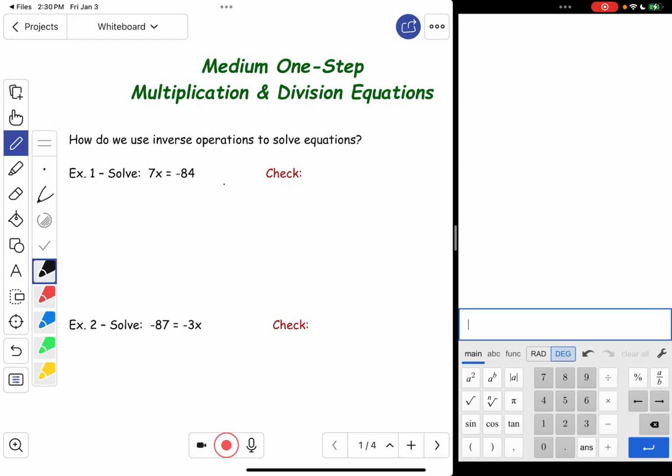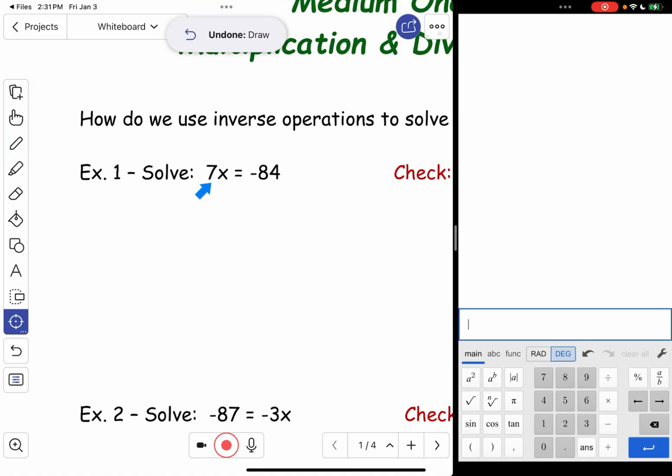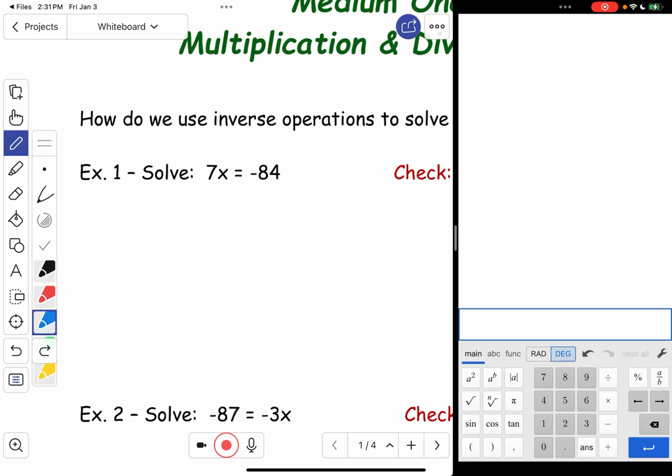We should know from prior lessons that whenever we see a number and a letter standing right next to each other, there is an invisible multiplication symbol there. This means 7 times x. So the opposite, or inverse, of multiplication, as we said, is division.